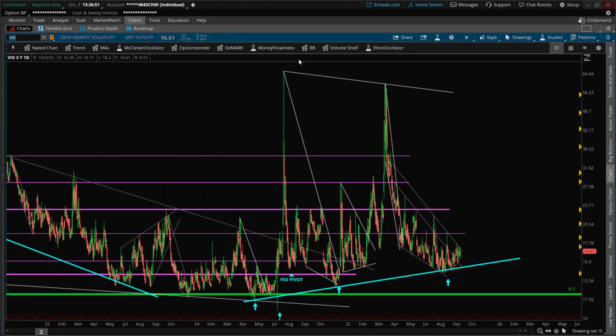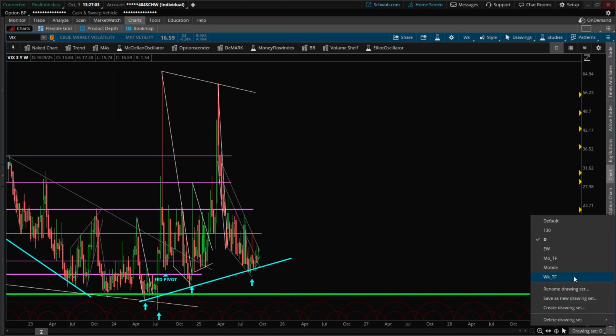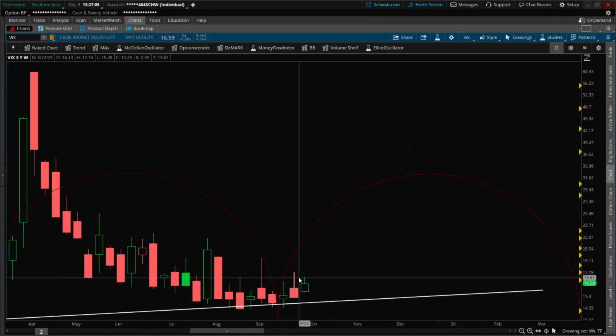There's another, I guess we'll show this. I think I showed it in a public video already. We'll see. You see this nice basing, and we got the cycle lows here. But look at the weekly time frame for the VIX. Thought this was interesting as well. It's kind of lining up with everything else.